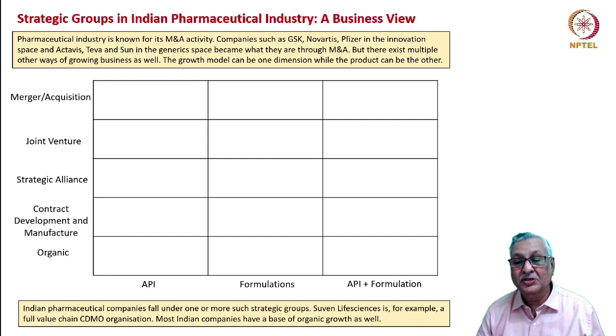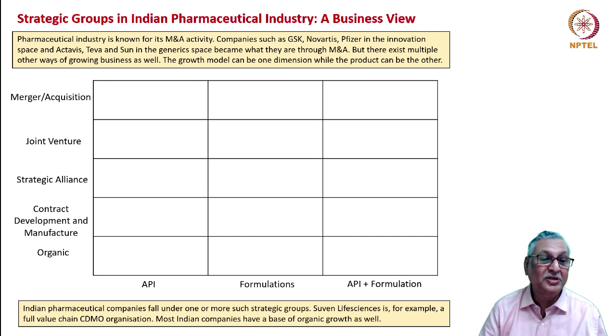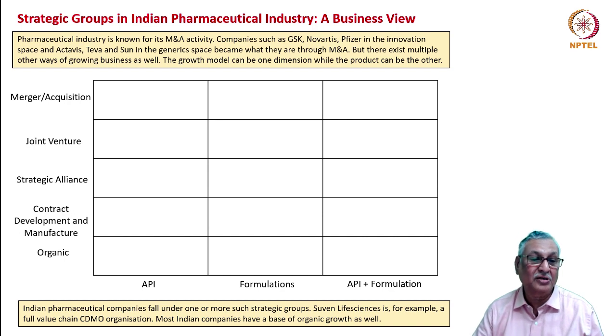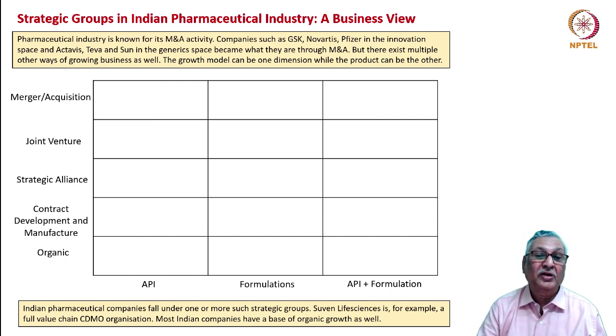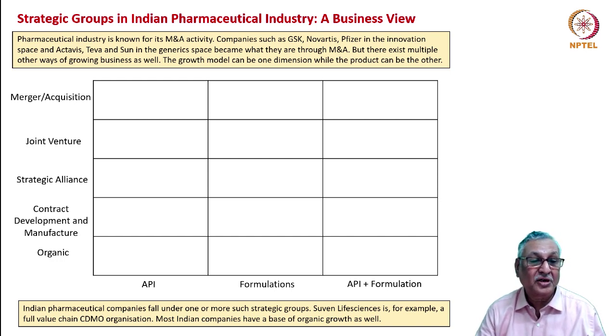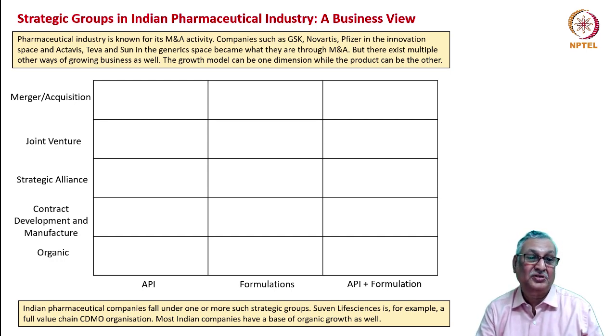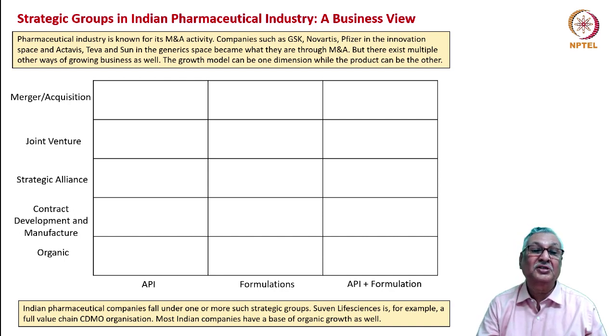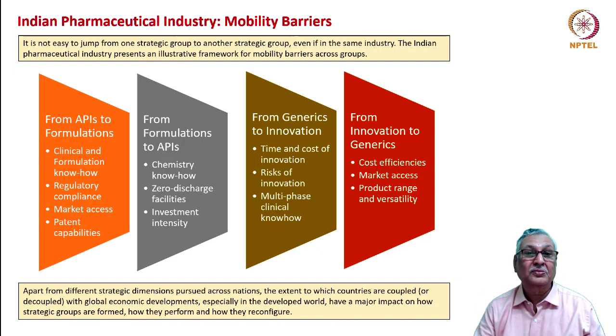Suven Life Sciences is, for example, a full value chain CDMO organization. It does API formulations and together they do the end-to-end manufacture. But they are not into various other aspects of merger and acquisition or in joint venture. So that is a different kind of structural grouping which is beyond Suven Life Sciences. Whereas companies I mentioned such as Sun, Zydus Cadila fall into multiple strategic groupings.